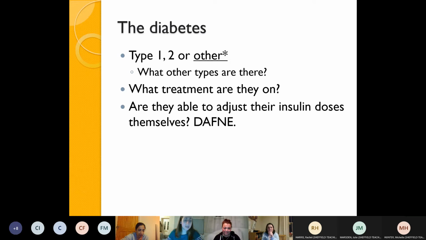What type of diabetes do they have? So is it type 1, type 2, or other? And what treatment are they on? Type 1s will obviously always be on insulin, and some of these can manage their own.